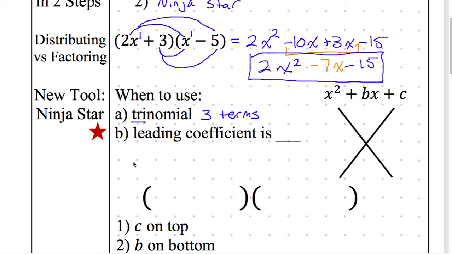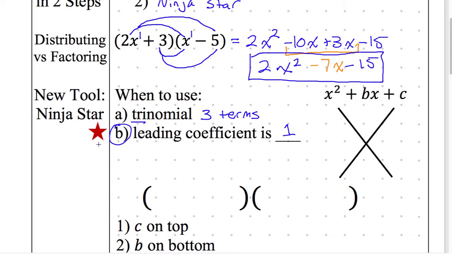All right, and this is also key. This is the most forgotten thing: when to use this method, when the leading coefficient is 1. This has to happen. Let's circle B or star it or do something with B. This has to happen. If the leading coefficient is not 1, then you have to do an advanced ninja star, which is tomorrow's lesson. But for now, it has to be 1.